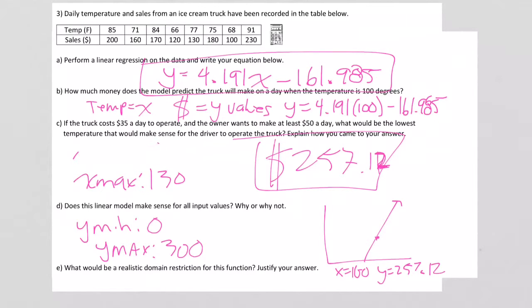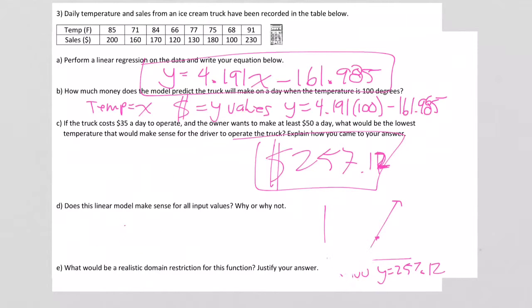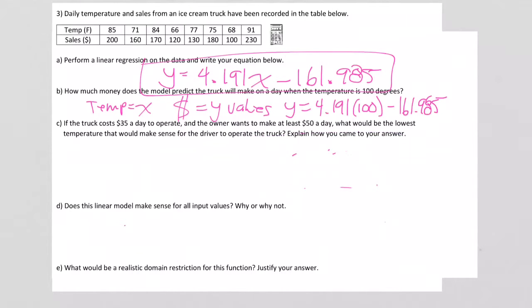Another way to get that same information. All right, so what about question C then? Well, question C says, if the truck costs $35 a day to operate, and the owner wants to make at least $50 in a day, ending the day with $50 in their pocket, what would be the lowest temperature that would make sense for the driver to operate the truck? Explain how you came to your answer.